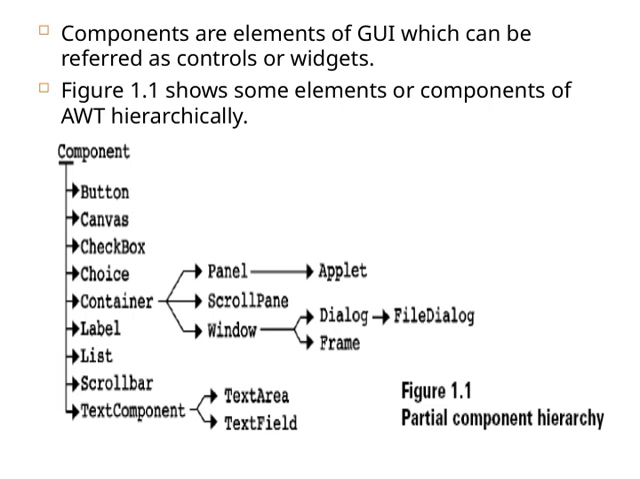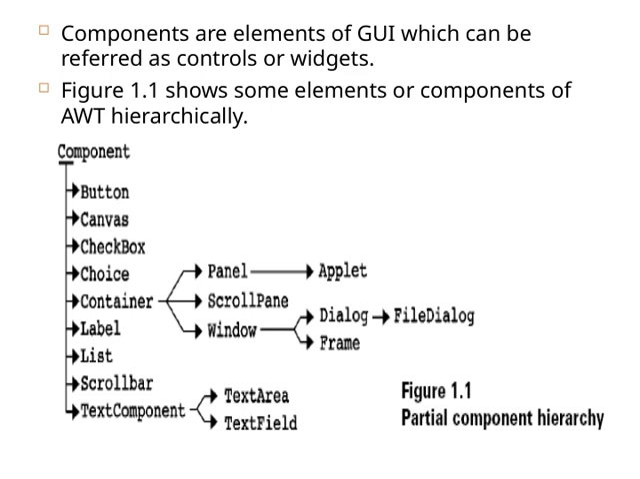Components are the fundamental elements of a graphical user interface, or GUI, and they can also be called controls or widgets. These are the building blocks that users interact with, like buttons, text fields, and labels. Understanding these components is essential because they make up the visual and interactive parts of any application.